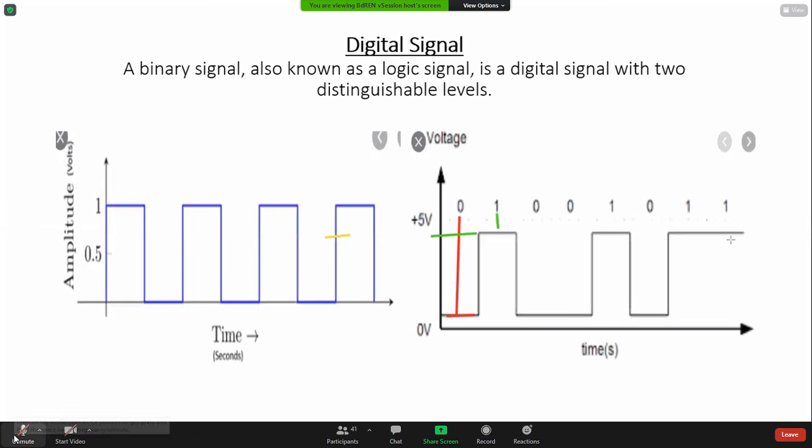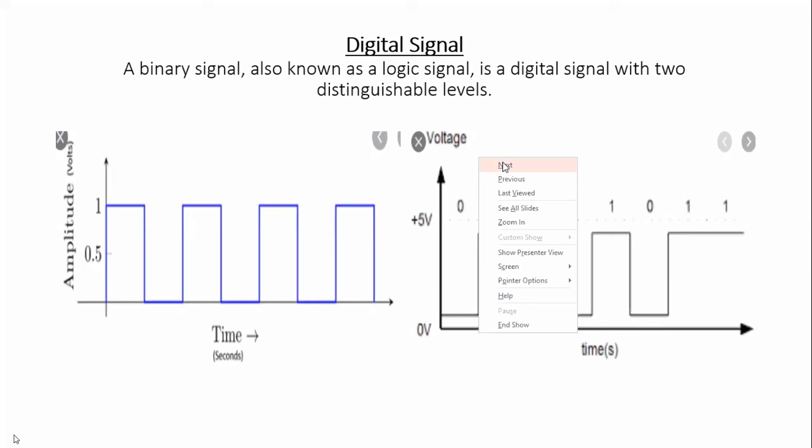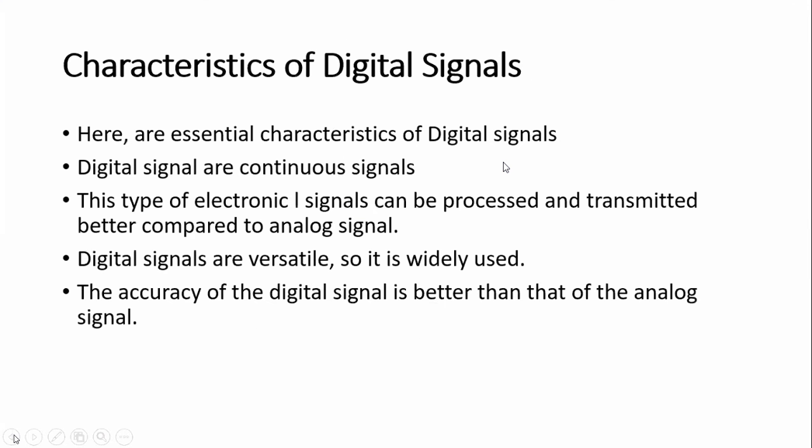Yes, ma'am. Okay. So in the digital signal only 0 and 1 representation will be there. 0 means lower value, 1 means upper value. These are the characteristics of digital signal. Here are essential characteristics of digital signals.